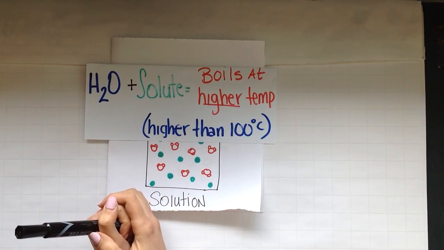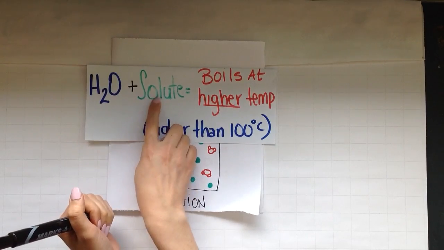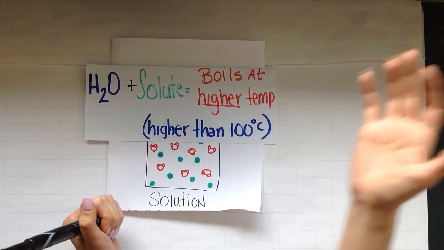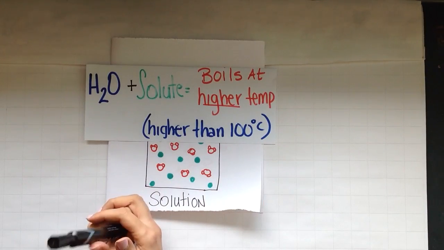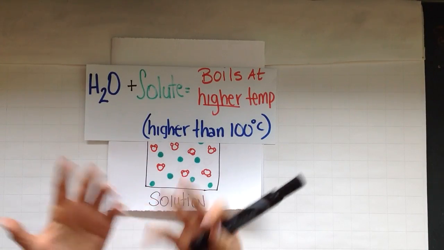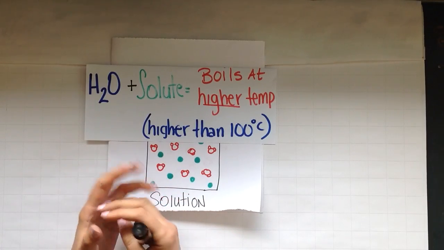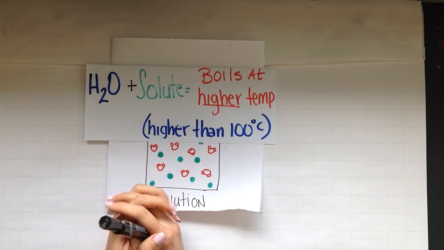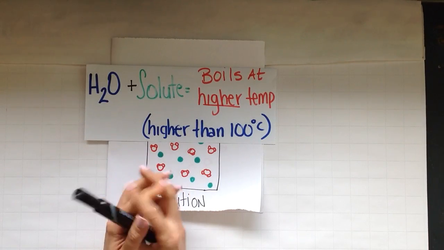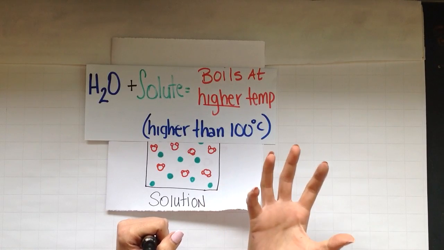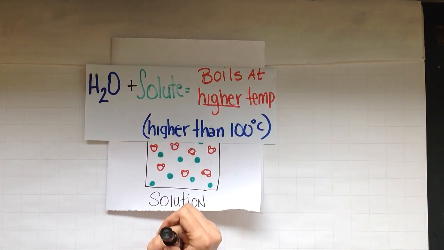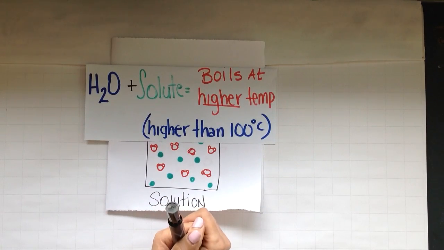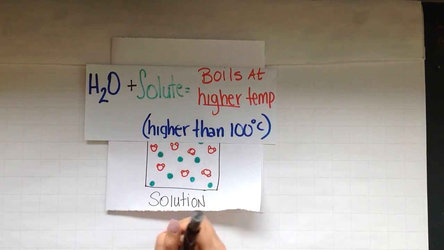What is that higher temperature? Well, it depends how much solute you add. The more solute you add, the higher the temperature. Now, when I say the higher the temperature, I don't mean 120, 130, 140, 200 degrees Celsius. It's actually usually just 100.2, 100.3. So it's really kind of a push in the tenths place a lot of times. But obviously, if you do add a ton of solute, that could significantly start to impact the temperature.